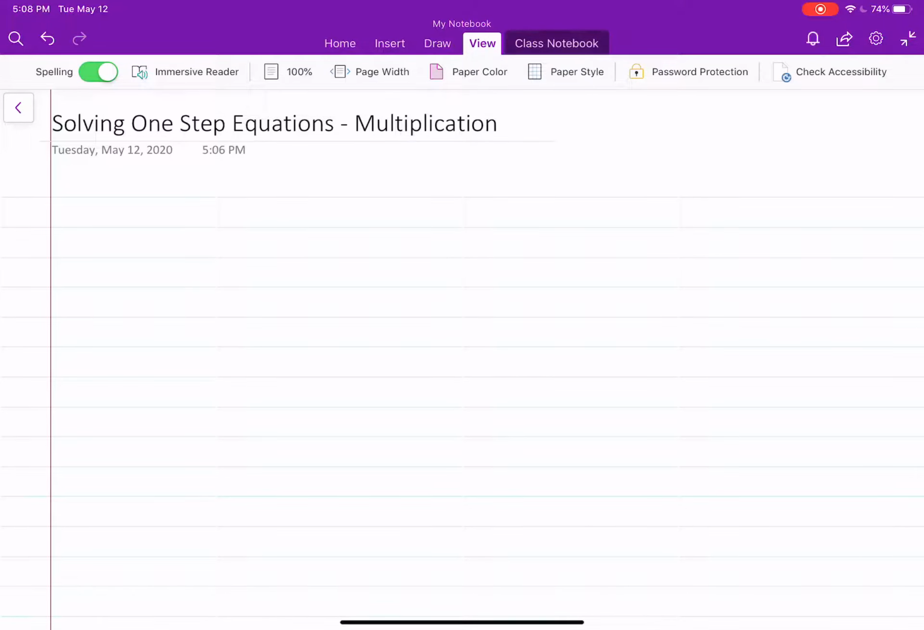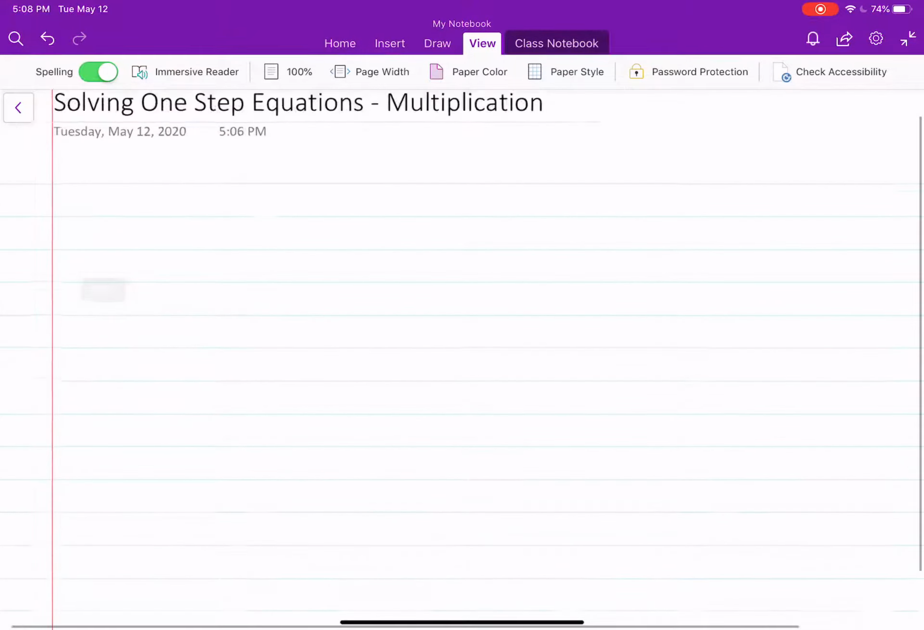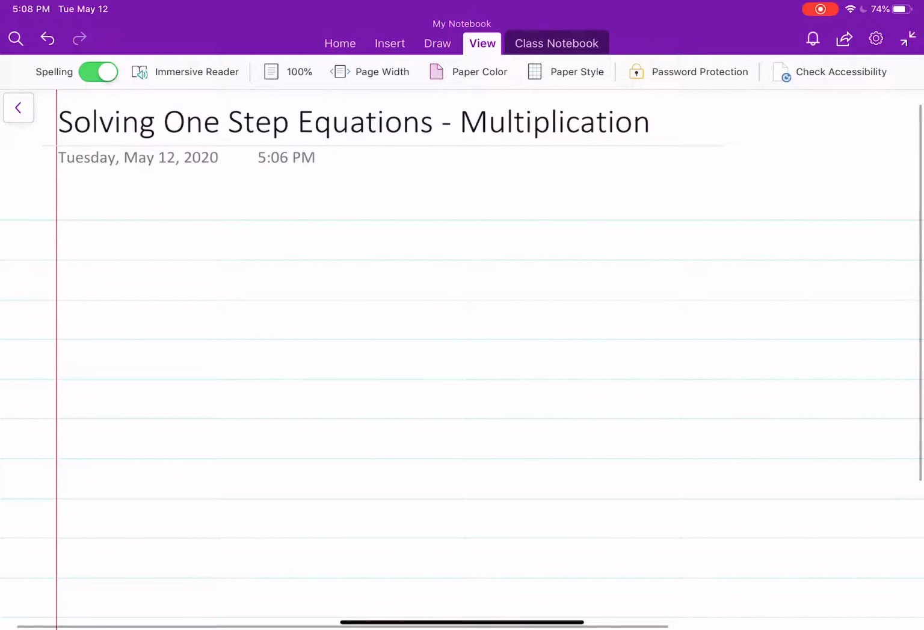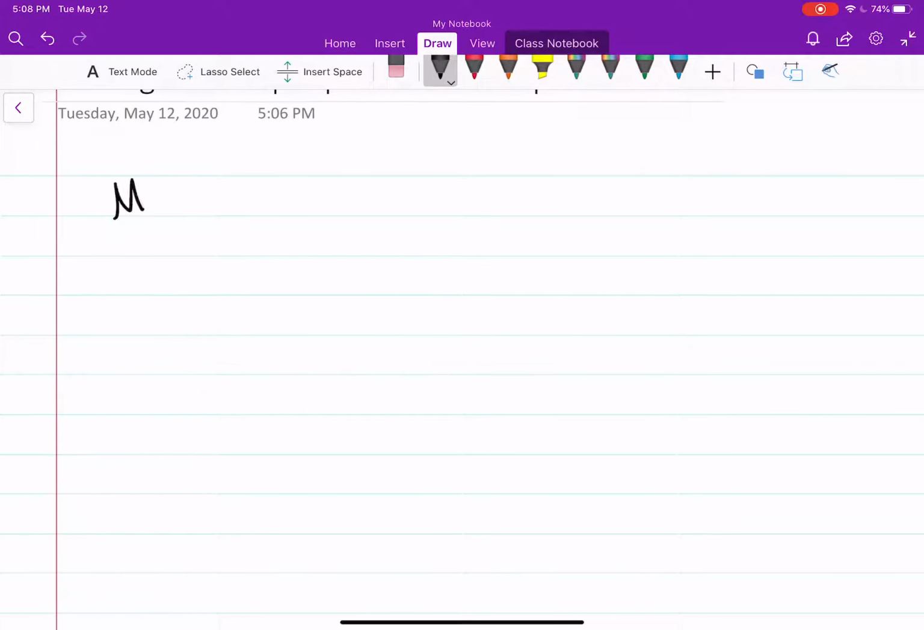All right, so today we're talking about solving one-step equations. However, we're going to be focused on the multiplication division aspect of it, okay? So before I talk about that, with addition and subtraction, we talk about the additive inverse, right? So let's talk about the multiplicative inverse.